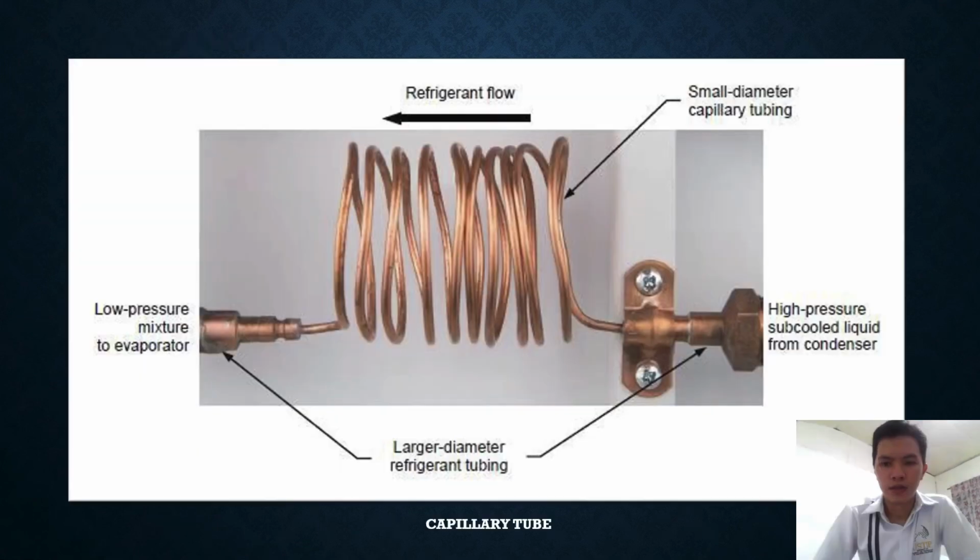Let us see this figure. The subcooled liquid from the condenser will now enter this expansion valve. As the liquid flows through this tubing, it loses pressure. Why? Because the tubing has a small diameter, and as the pressure drops, the boiling point of the liquid drops accordingly. That's why some of the liquid turns into a vapor. So the subcooled liquid from the condenser will exit the expansion valve as a mixture of vapor and liquid with low pressure.